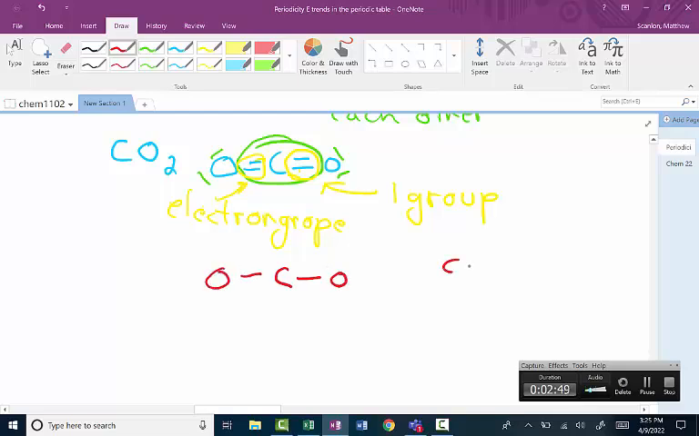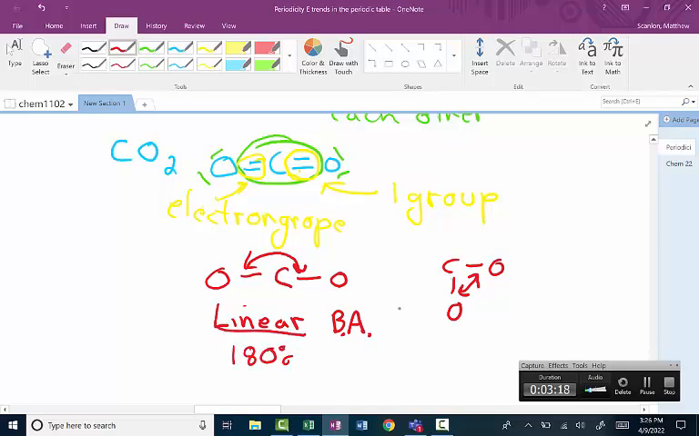If I did this, the electrons are closer to each other here. So these want to get as far apart as we can. This is called a linear structure, and the bond angle, which we're going to abbreviate BA, is this angle here, which, if you know your geometry, is 180 degrees. So it's linear, bond angle equal 180 degrees.